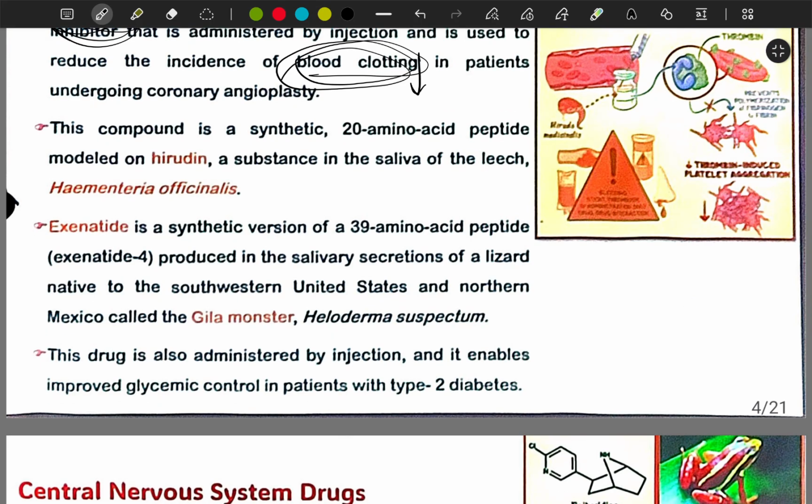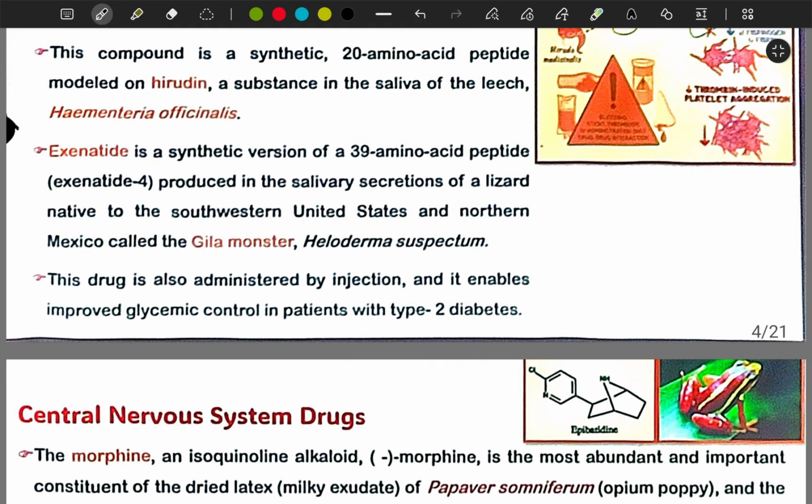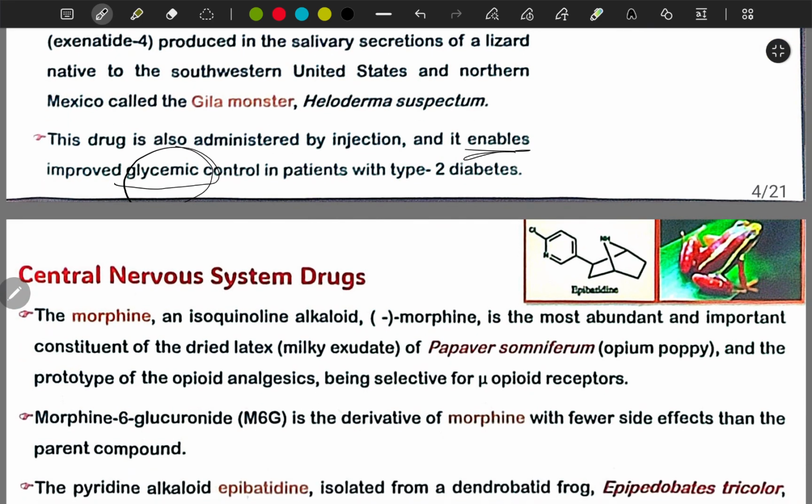Exenatide is a synthetic version of a 39 amino acid peptide produced in the salivary secretion of a lizard native to the southwestern United States and northern Mexico, called the Gila monster, Heloderma suspectum. This drug is also administered by injection. It enables improved glycemic control in patients with diabetes too.